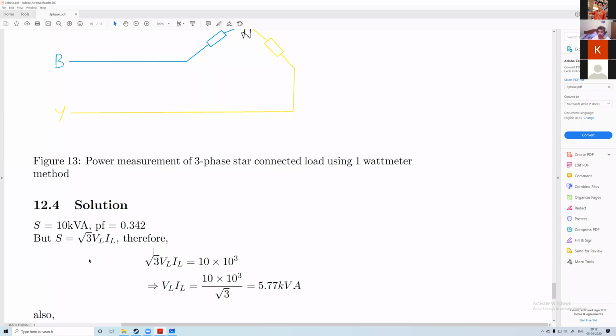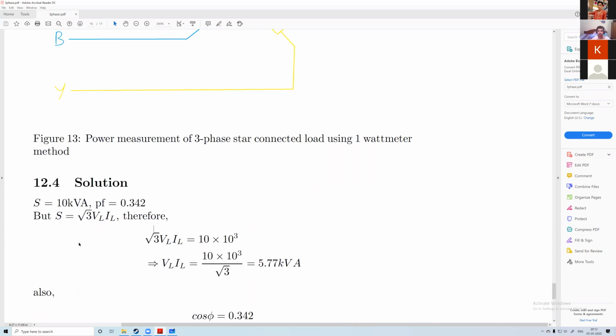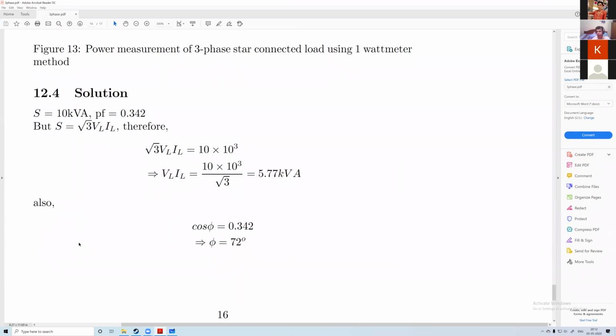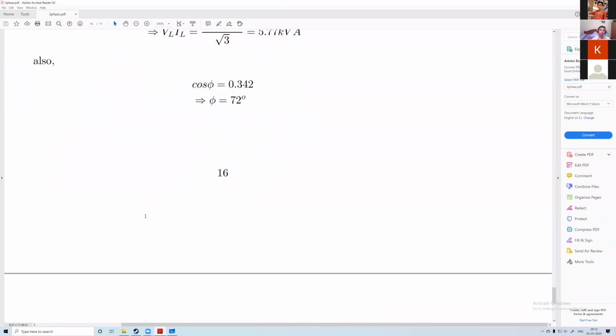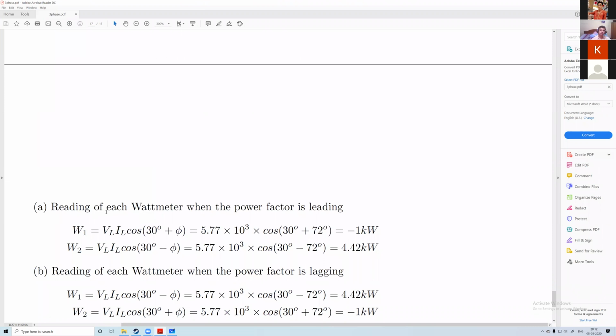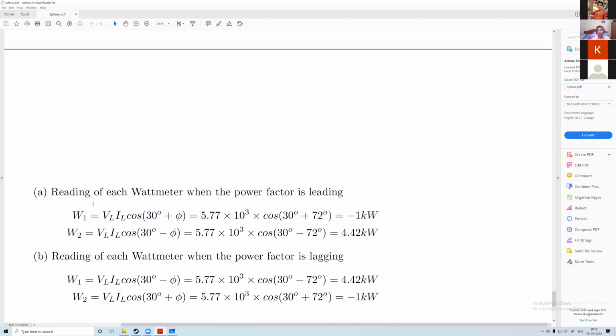So VLIL would be S divided by √3. And cos phi is given, so phi we can calculate. Now simply put in the formula, get the answer. As simple as that. Right?